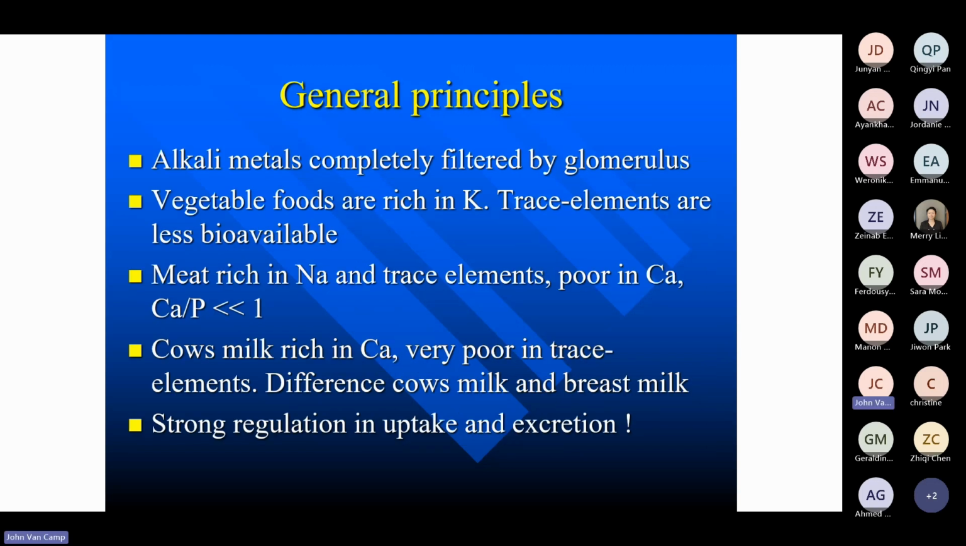So general principles in terms of the mineral balances, mostly the alkali metals, like for example, potassium and sodium, and also chlorine, can be completely filtered by the glomerulus. So there is no selective filtration. They just follow the path of the water, which is quite easy to do.